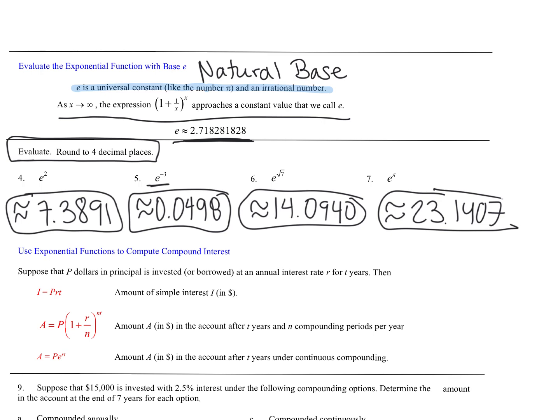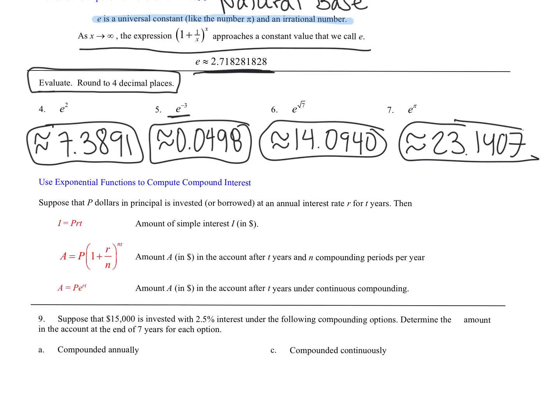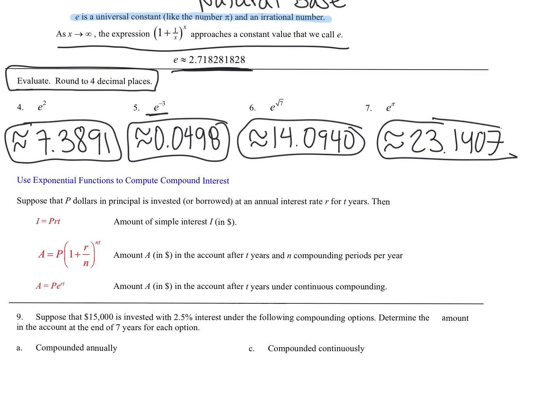All right, we're going to use exponential functions to compute compound interest. So one of the applications in this section has to do with money and compound interest especially. There are a few formulas that we're going to talk about. The first is called simple interest. That is just I equals PRT, where P is the principal invested at an annual interest rate R for T years.